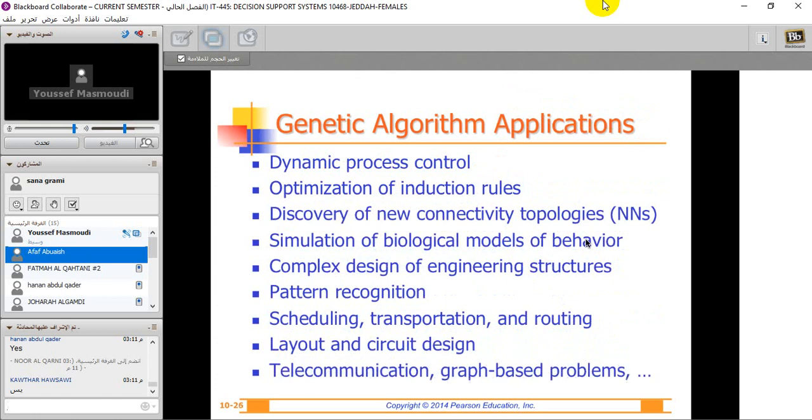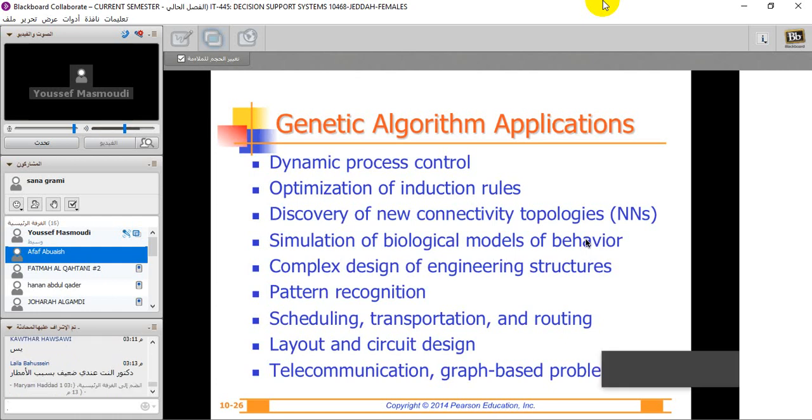Some applications for the genetic algorithm are dynamic process control, the optimization of induction rules, discovery of new connectivity topologies, simulation of biological models of behavior, complex design of engineering structures, pattern recognition, scheduling, transportation, and routing, layout and circuit design, and finally telecommunication and graph-based problems.